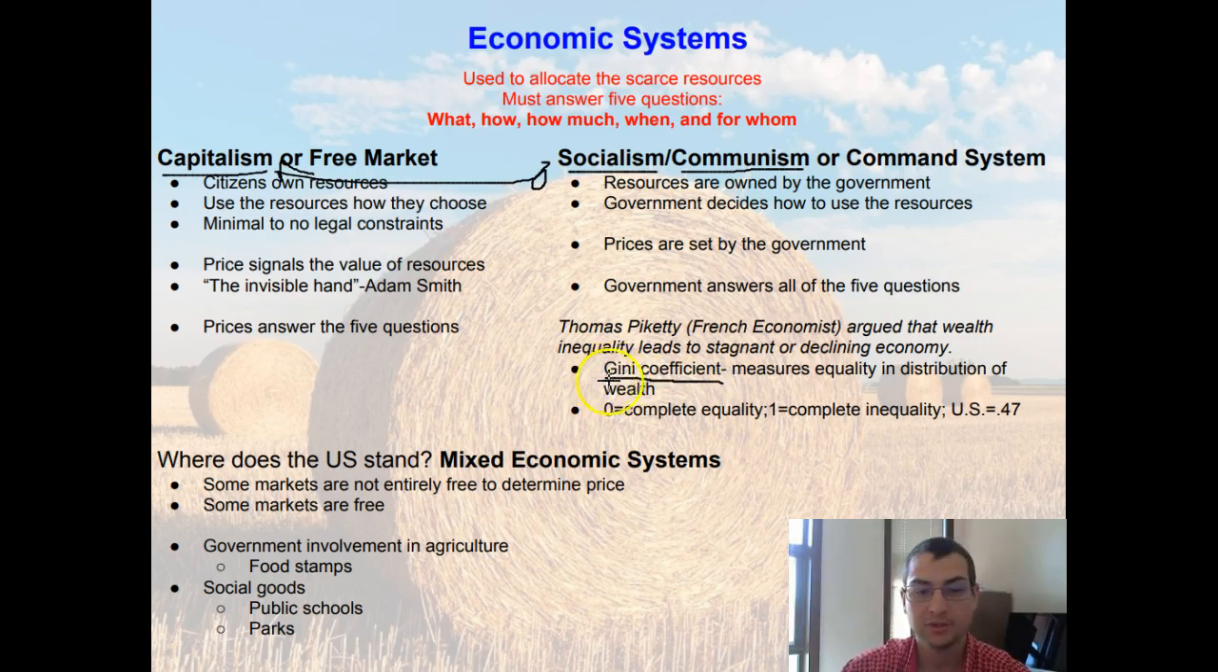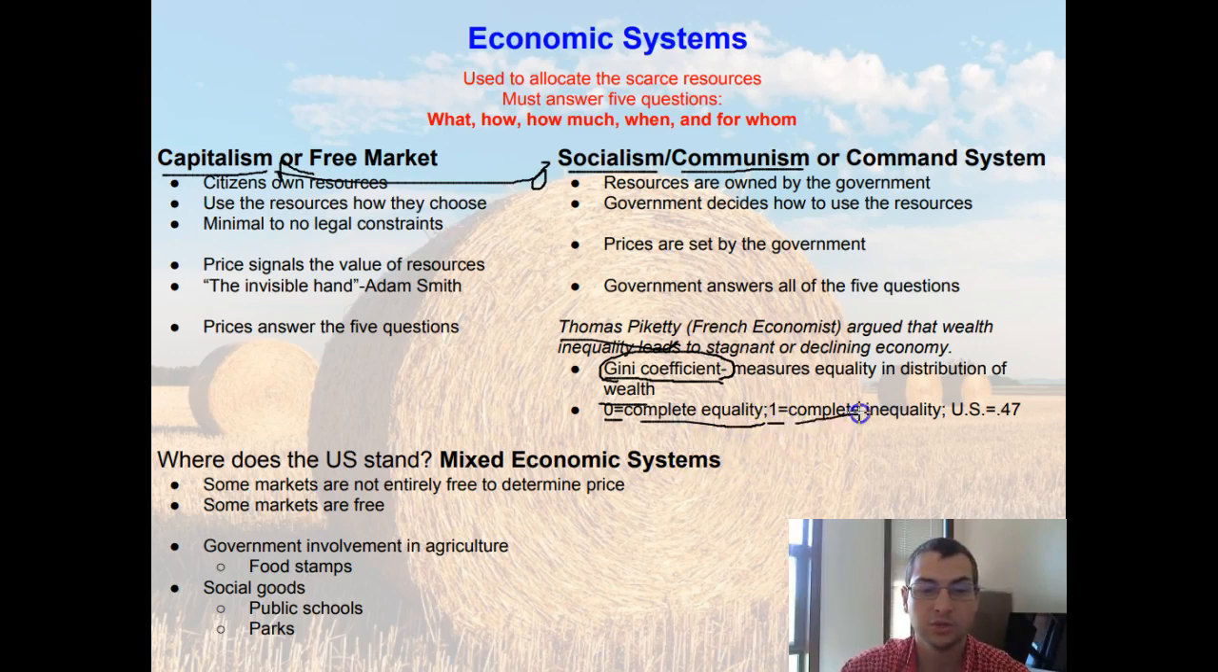So they came up with the Gini coefficient. Actually, it came up before Thomas Piketty, and it was developed, and this coefficient measures the equality and distribution of wealth. How well is wealth distributed within a nation or in a region? And if you come up with a coefficient of 0, that means complete equality, meaning everybody within this nation owns the same, they have the same wealth, they're on the same level as far as everything goes.